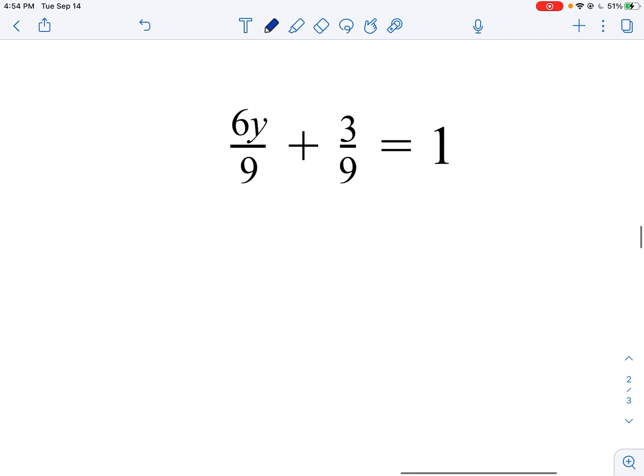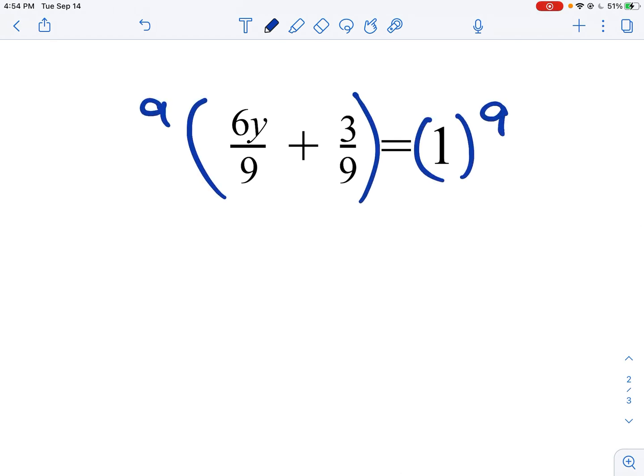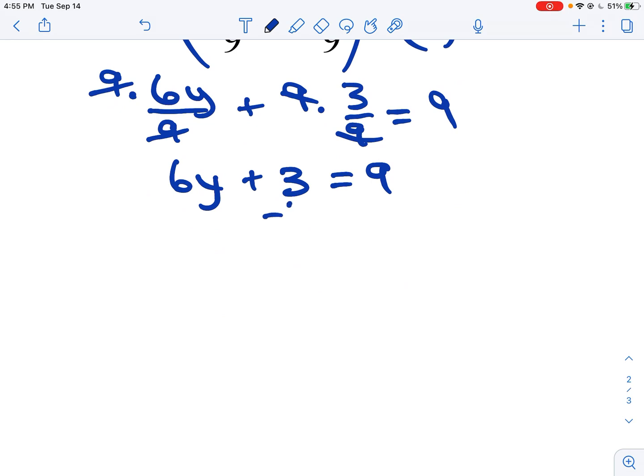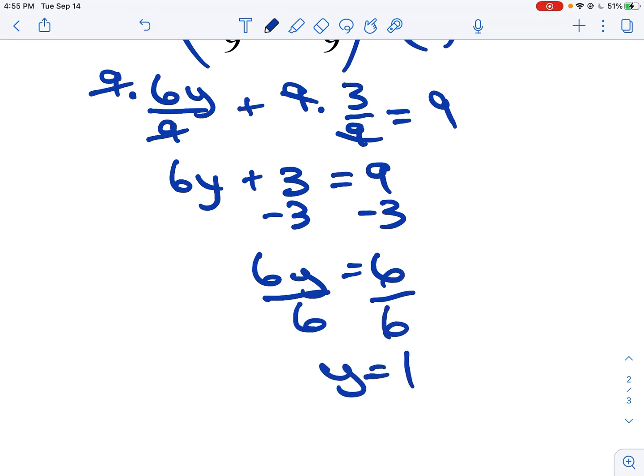Okay. Ooh, common denominator. They already have one. So I'm going to multiply by 9. This would get me 9 times 6/9 y plus 9 times 3/9 equals 9. 9 cancels, I get 6y. 9 cancels, I get 3 and 9. Subtract 3 from both sides, get 6y equals 6. Divide by 6 and y equals 1.